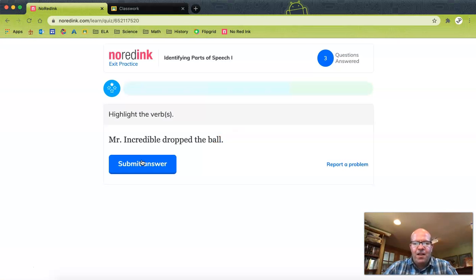Woohoo! Oh, level 1. Now look at that. I achieved level 1 mastery, so I get this badge up here. And now I've got to keep going. Highlight the verbs. Dropped. Yeah, all right, I think that's it. Man, I think I'm getting the hang of this.